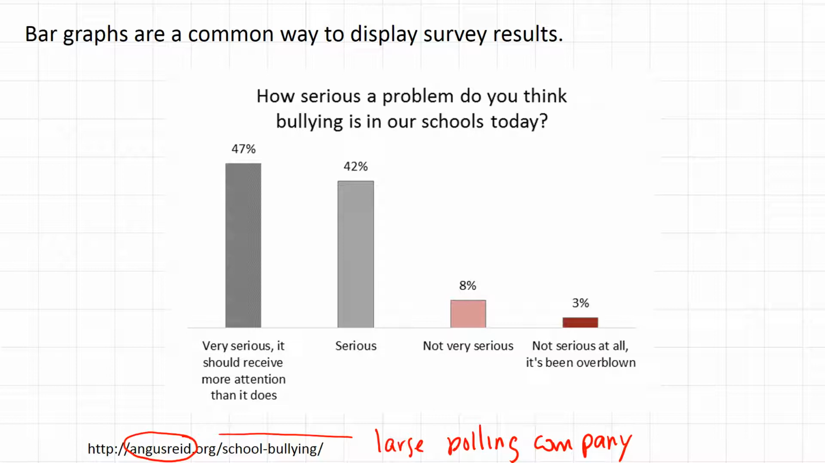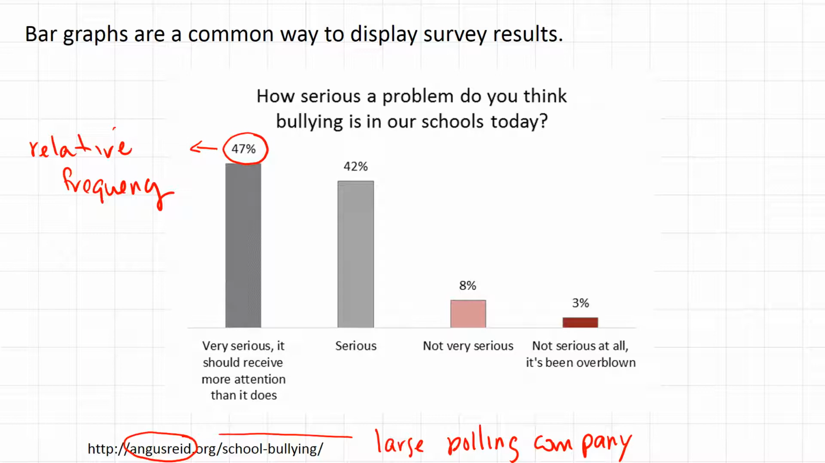One of the most common is obviously the bar graph, and the bar graph is used in this case to display percentages. So this percentage here means that 47% believe that bullying is a very serious problem and should receive more attention than it does. Because it's reported as a percentage, this is called a relative frequency, and that is preferable over reporting absolute frequencies.